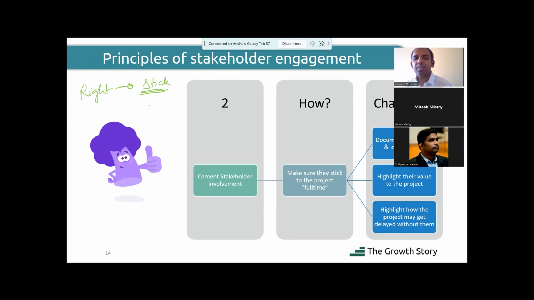Through appreciation, by highlighting his value to you, by giving due regard. In the project, by highlighting how this project would be beneficial if this person is with you, and how the project would get hampered if this person is not with you. Both the things.